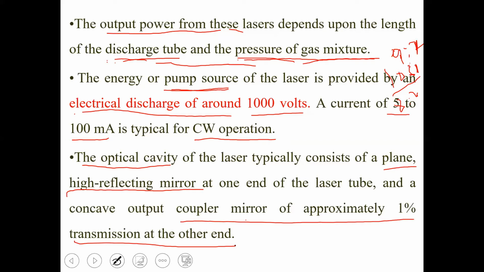We have a special arrangement in the tube. One side is a highly reflecting mirror and the other side is a partially reflecting mirror. With partially and fully reflecting surfaces at both ends, it acts as an optical cavity. Electrical discharge acts as the pumping source, and the active medium is the helium neon gas mixture.